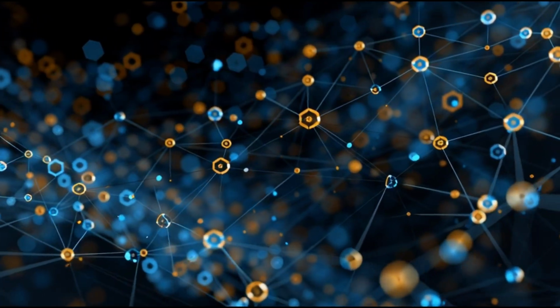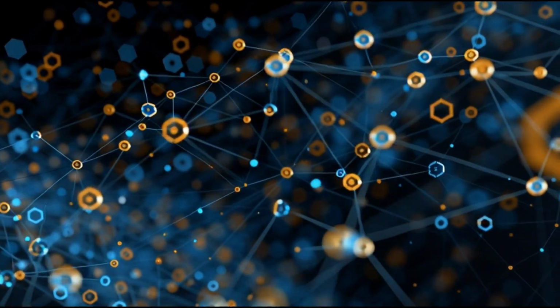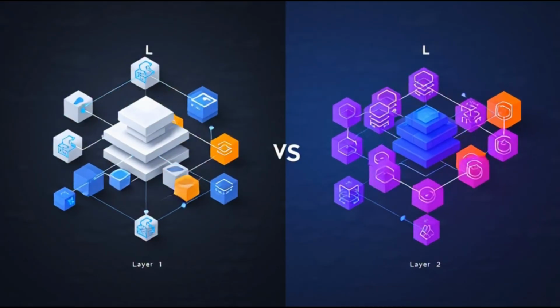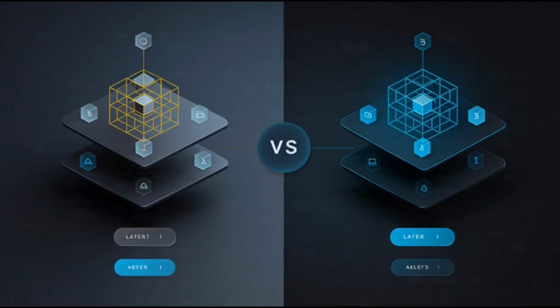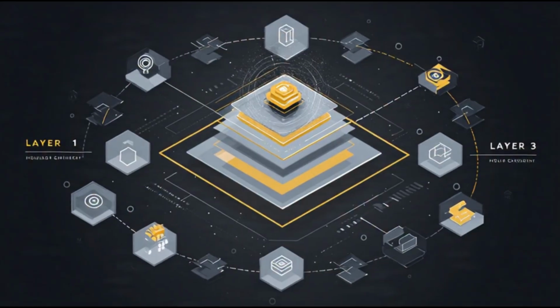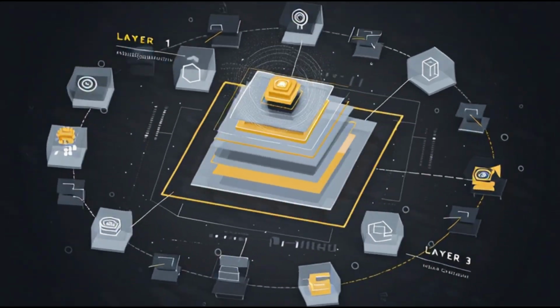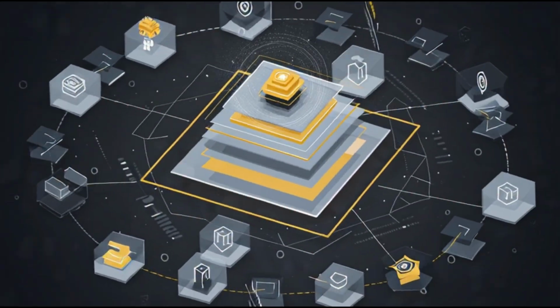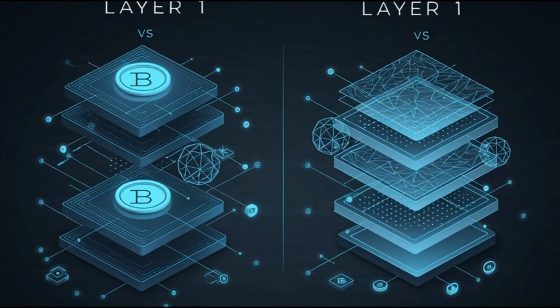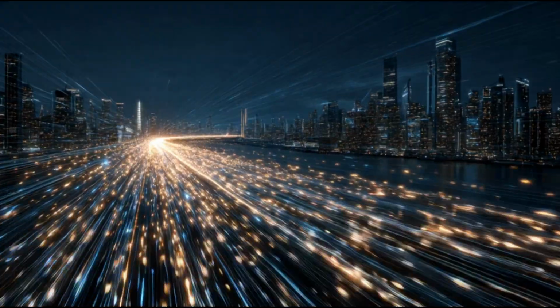FAQ. 1. What are Layer 1 blockchains? They are base networks like Bitcoin or Ethereum that process transactions and support decentralized applications. 2. How do Layer 1 differ from Layer 2? Layer 1 is the main chain. Layer 2 is built on top of it to improve scalability. 3. Are Layer 1 blockchains secure? Yes, their decentralization and consensus mechanisms provide strong security.